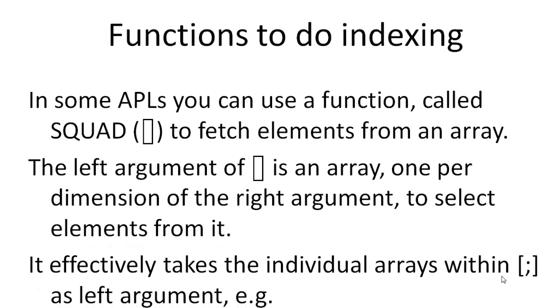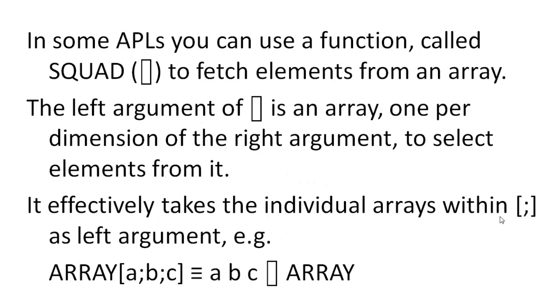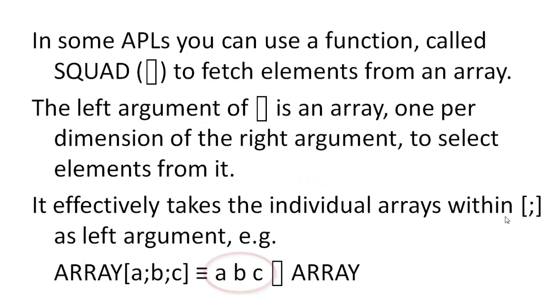In some APLs you can use a function called squad to fetch elements from an array. Squad looks like a squished quad, hence its name. The left argument of squad is an array itself, one per dimension of the right argument, to select the elements from it. Effectively, it takes the individual arrays within brackets as left arguments. For example, if array would be indexed by A semicolon B semicolon C, that would be the same as saying A, B, C squad array.